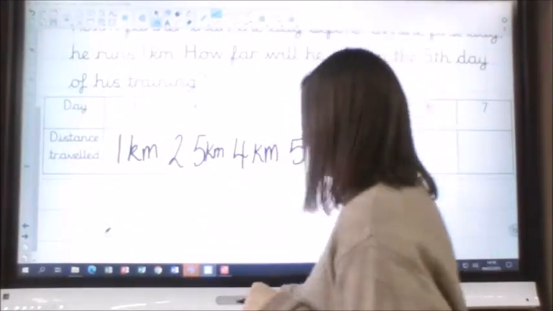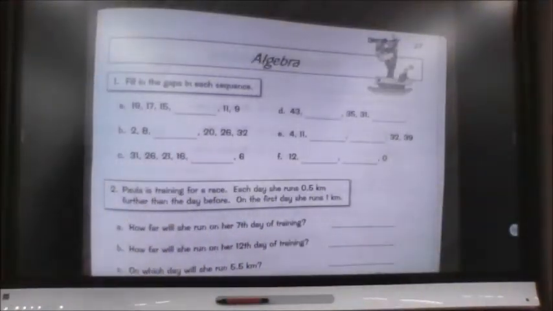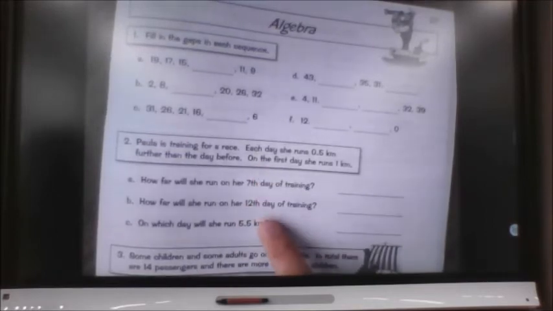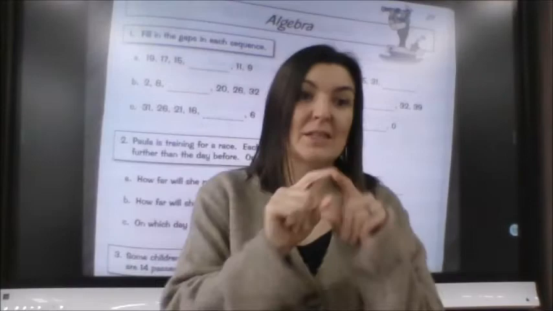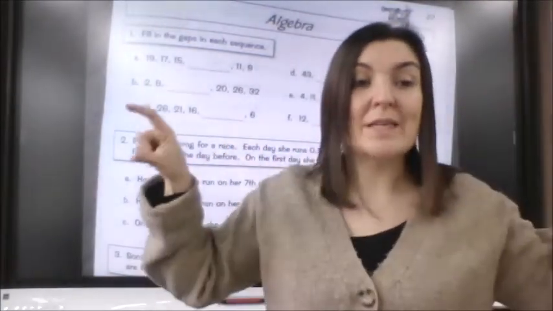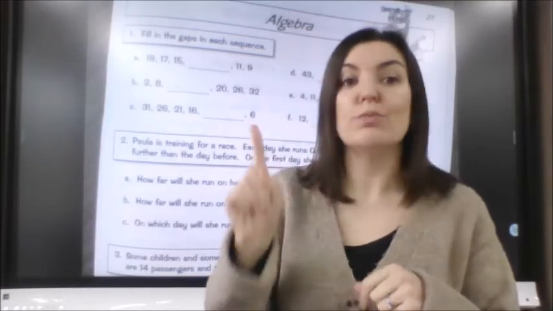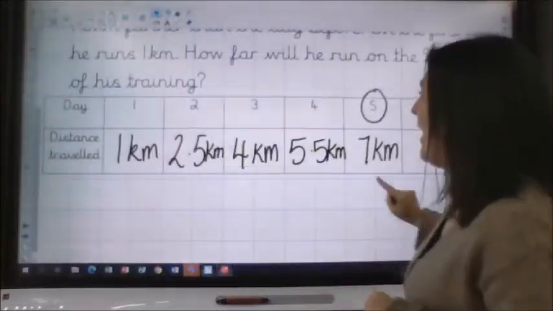Okay, so that's really similar to the question that you have got, but you've also got a couple of extra questions. So really similar, you've just got different numbers. Then you've got to work out the 7th day, then the 12th day, and then which day she would run 5.5 kilometres. So when you have done your table, you'll be able to see which day she runs that amount. So use a table for that one, just like the one I have done here.